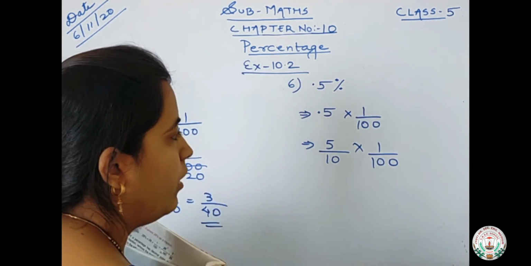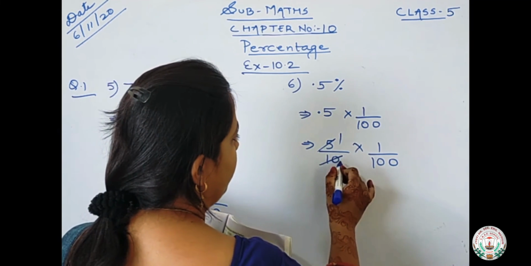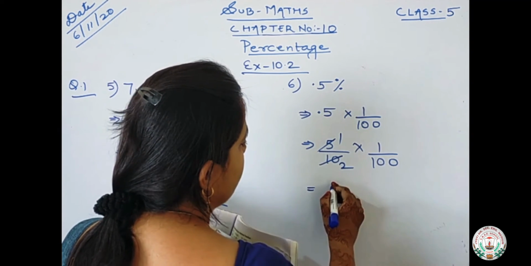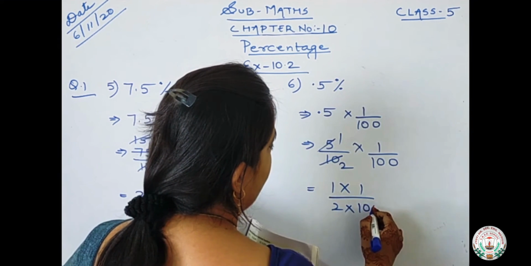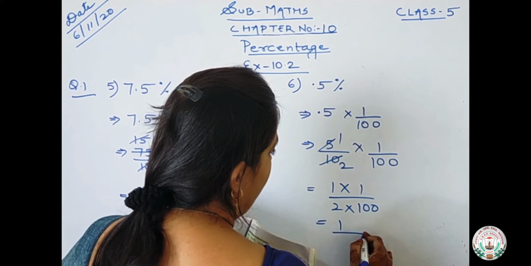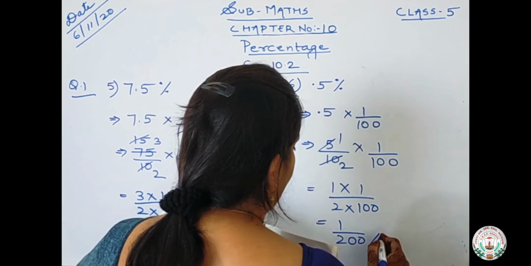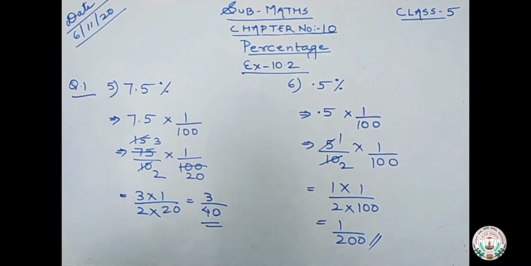It can be cancelled out. 5 1s are 5, 5 2s are 10. What is left out in the numerator? 1 into 1, and in the denominator 2 into 100 is equals to 1 upon 200. So what is the answer for this question? The answer is 1 by 200.